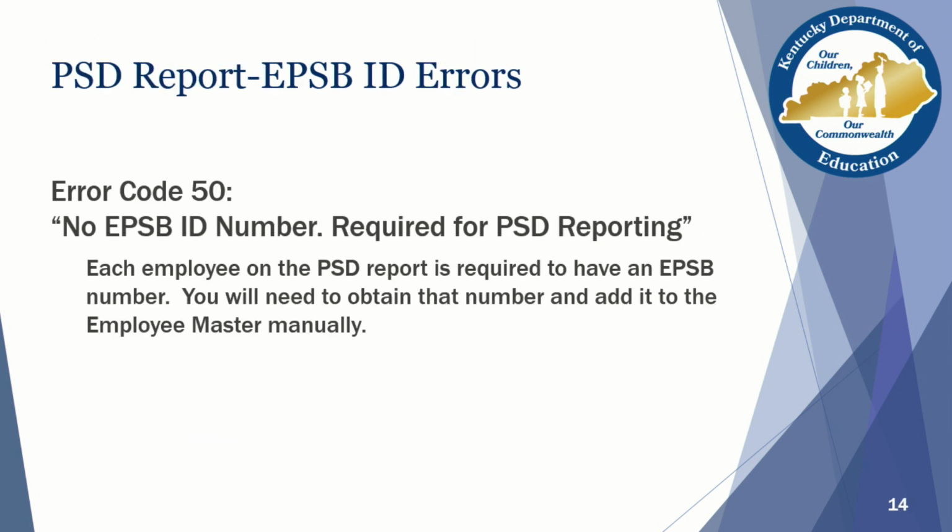So, error code 50. After you've run your PSD report, this is the only error code that you should receive. It's just letting you know that no matter what you've done up to this point, you're still missing an EPSB ID number for someone, and you'll need to manually add those into Employee Master and then regenerate your PSD report.